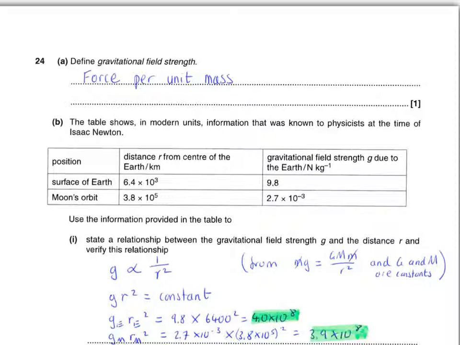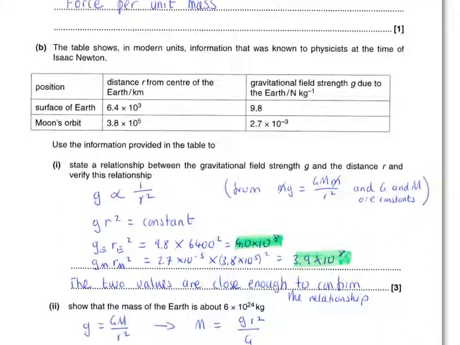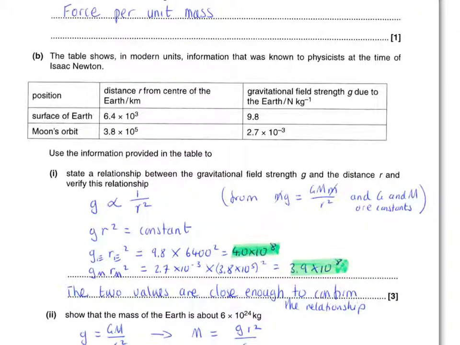Part B is interesting because it's really a data processing question. It would come very much in line with the stuff you often do in the qualitative tasks. So the table shows information that was known to physicists at the time of Isaac Newton. That's an interesting statement in itself. Nobody would have used the word physicist at the time of Isaac Newton. About the positions, about the distances from the centre of the Earth, the Moon's position and the gravitational field strength.